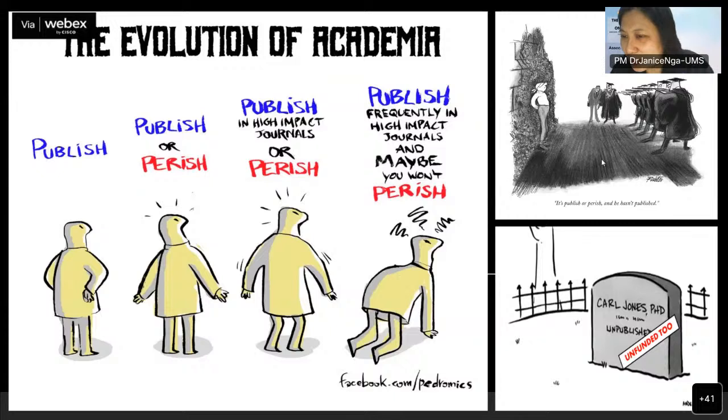So you can see it is publish or perish, and he hasn't published, so all the guns are ready to fire. Look at this, although it's funny. Carl Jones, PhD, unpublished, so it's also unfunded too. So sometimes there are issues related also.